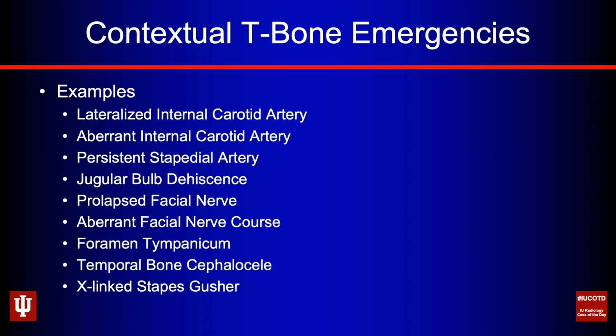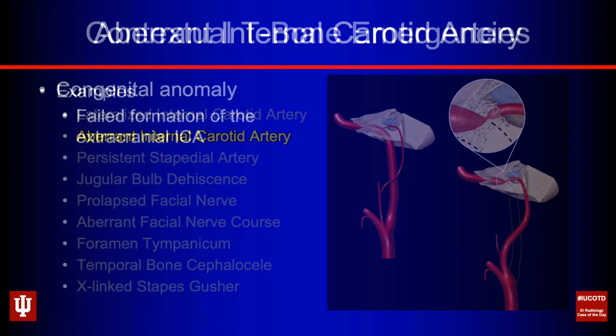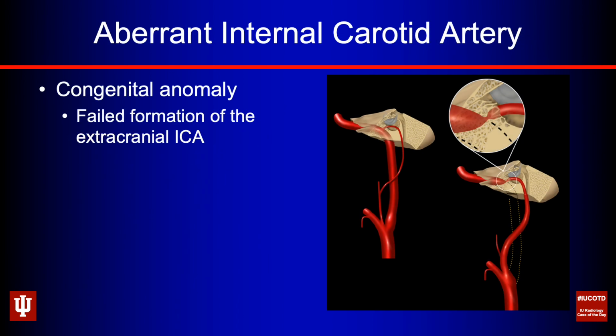So there's lots of examples. I'm not going to go through all these for the sake of time, but I am going to select a handful of these to talk about just because I think they're quite important points to drive home. And the first will be the aberrant internal carotid artery. So this is one of those congenital lesions or congenital anomalies, if you will.